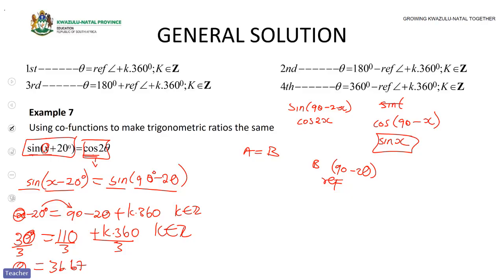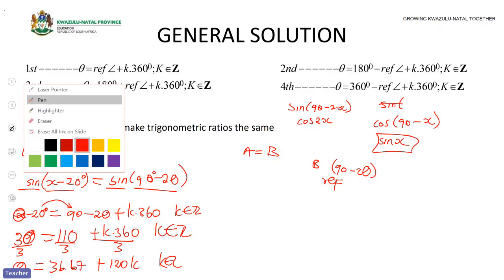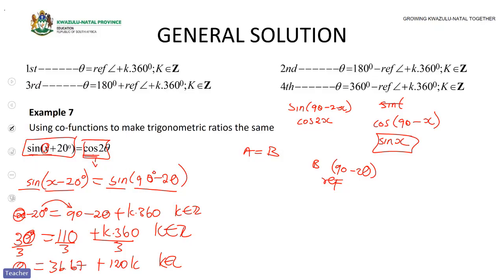And then if it gives us 36.67, then this one should give us 120k, where k is an element of all integers. So that would be our first solution. And then now we want to do the second solution. How are we going to do the second solution? The general solution, we'll look at sign. Sign is also positive in the second quadrant.